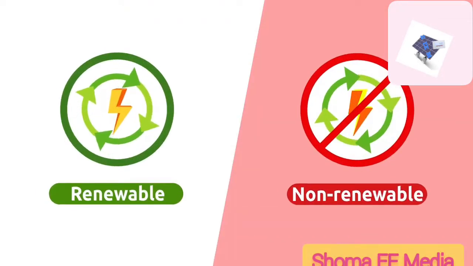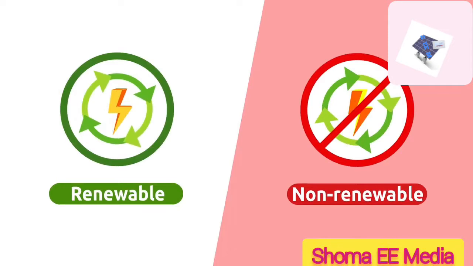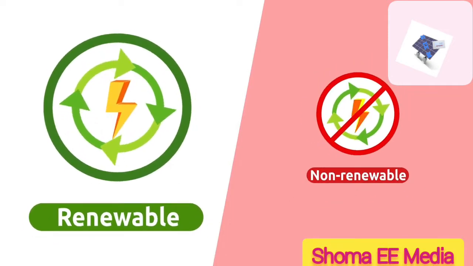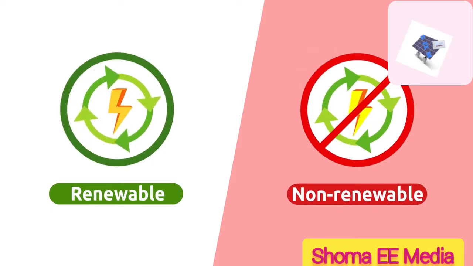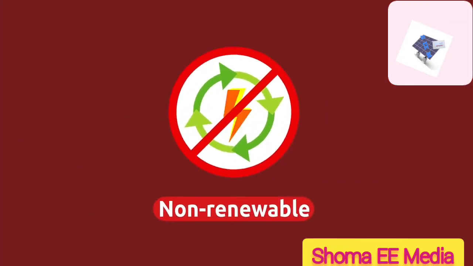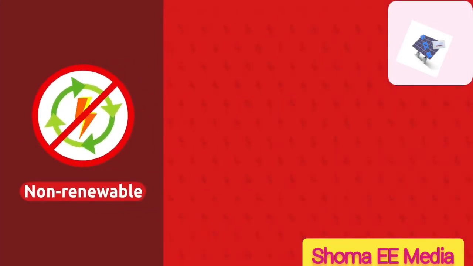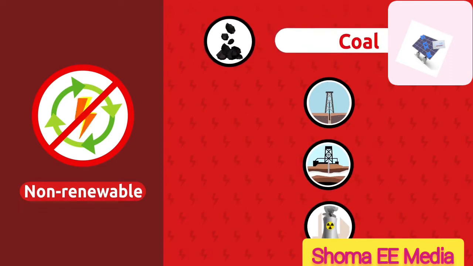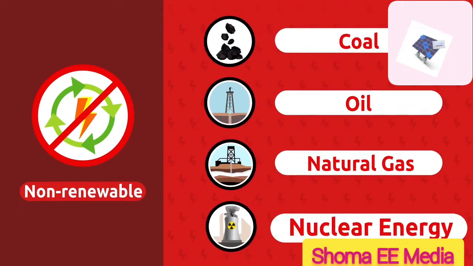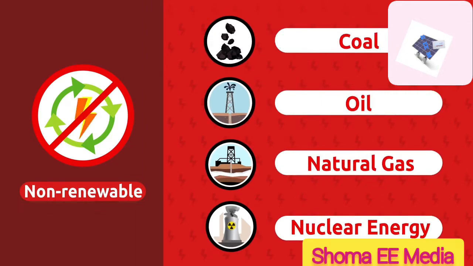We obtain energy from two different sources: renewable energy sources and non-renewable energy sources. Today we're going to learn about non-renewable energy sources. Non-renewable energy refers to the limited energy sources on the planet that don't replenish naturally. Coal, oil, natural gas, or nuclear energy are examples of non-renewable energy sources.